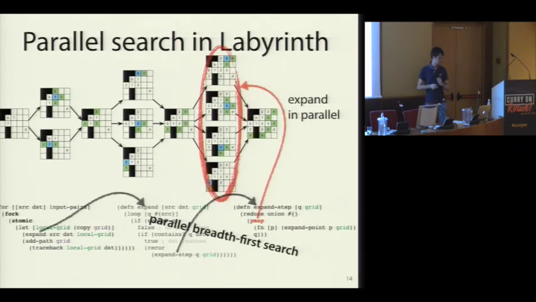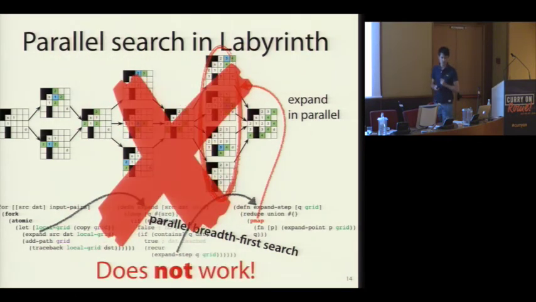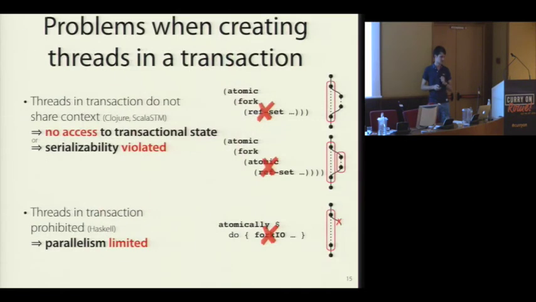A way to solve this is to introduce parallelism inside the transaction, and that's what we do here. In this code, we replace the sequential search algorithm with a standard parallel breadth first search algorithm, which expands each of the points in parallel. However, if you try to write this program, it does not work because of several problems that occur when you try to create threads in a transaction.